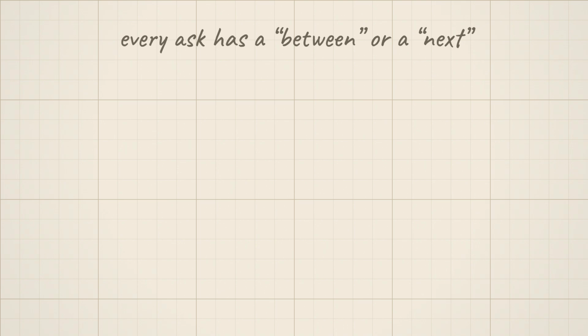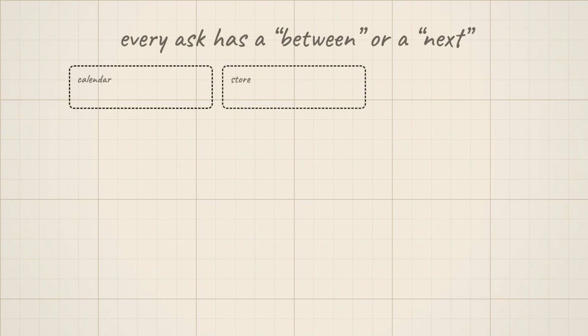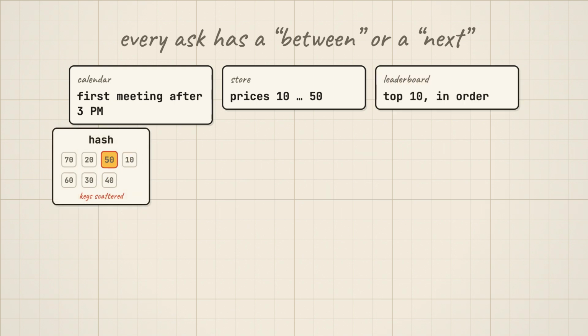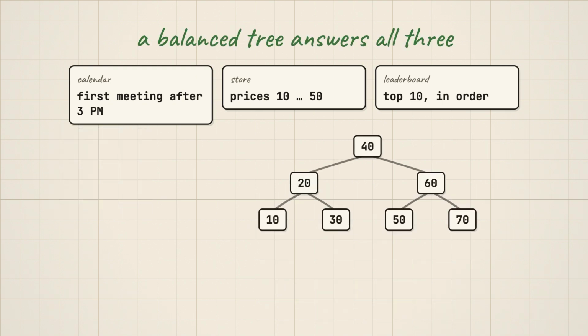But if we only want fast lookup, why use a tree at all? A hash table is excellent when the whole question is, does this exact key exist? But a hash table does not maintain the keys in sorted order. What is the first meeting after 3 o'clock? Which prices are between 10 and 50? What are the 10 highest scores? A hash table usually has to inspect many entries to answer questions like these.